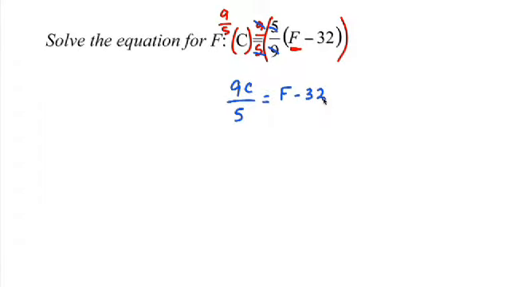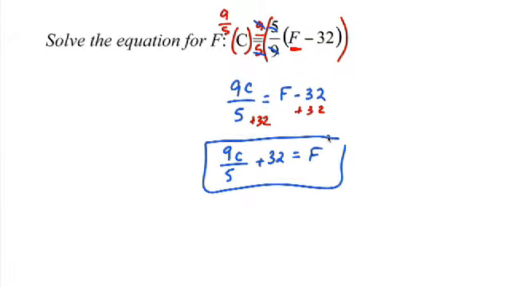Okay, now, from this point, all I need to do is move this 32 over. So to move the 32, I'm going to add 32 to both sides. That gives me the final answer of 9/5 c plus 32 equals f. And notice you can't combine those because they're not like terms. 9/5 c has a variable, 32 doesn't. So that is the answer.